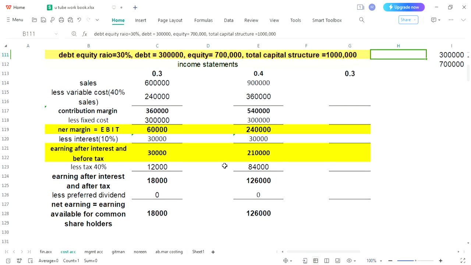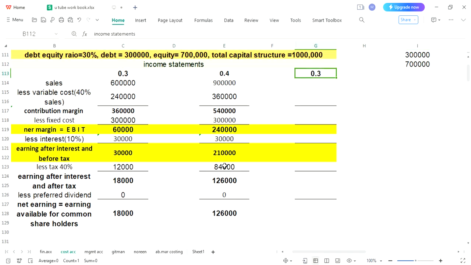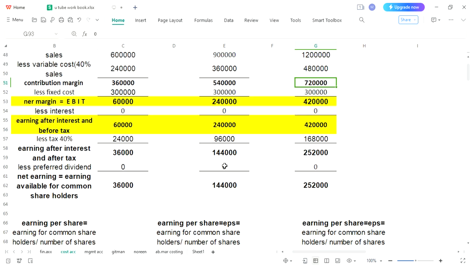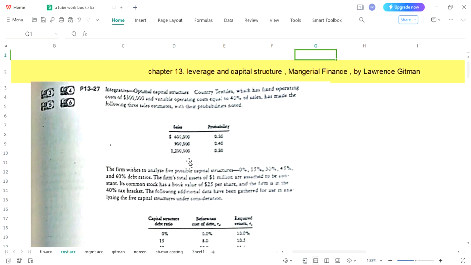Alright, next is the chance of 0.3 probability. Last one. For this part, we have 12 lakh as our sales.